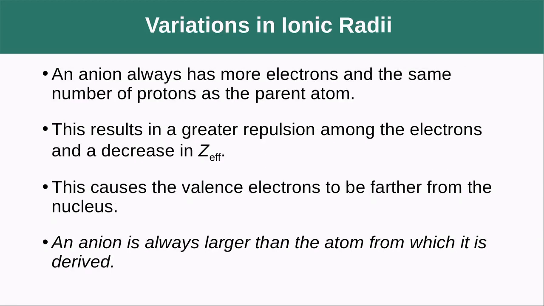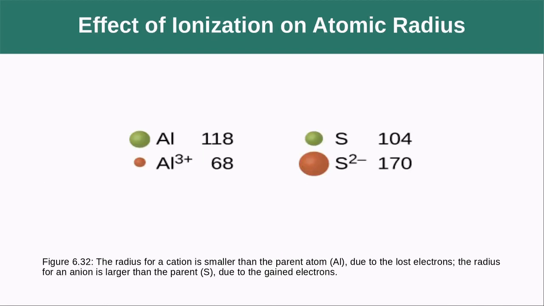An anion always has more electrons and the same number of protons. This results in greater repulsion among the electrons and decreases the effective Z value. This causes the valence electrons to be farther from the nucleus. For this reason, an anion is always going to be larger. Here we can see some examples, with aluminum having quite a bit smaller radius when you take away 3 electrons, while when you add 2 electrons to sulfur, the atomic radius increases quite a bit.